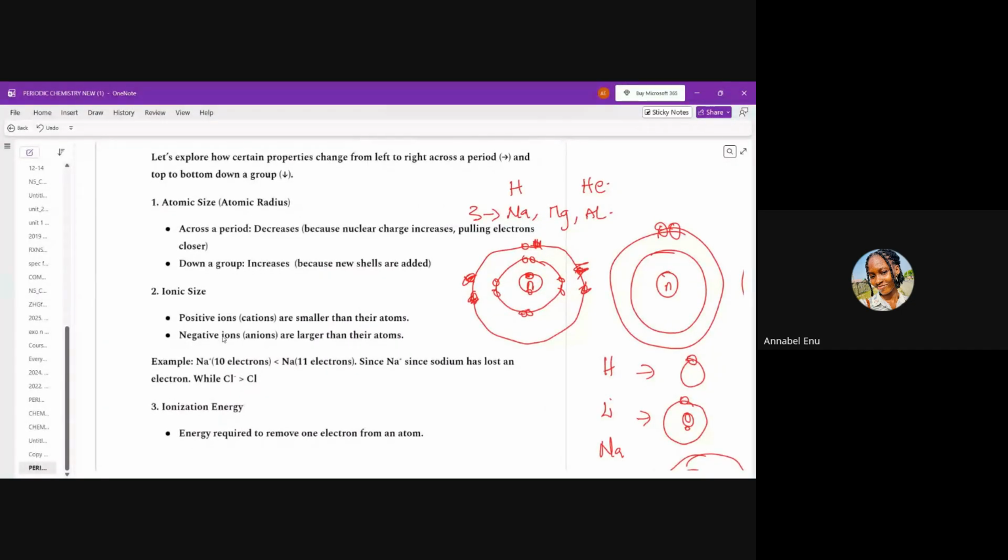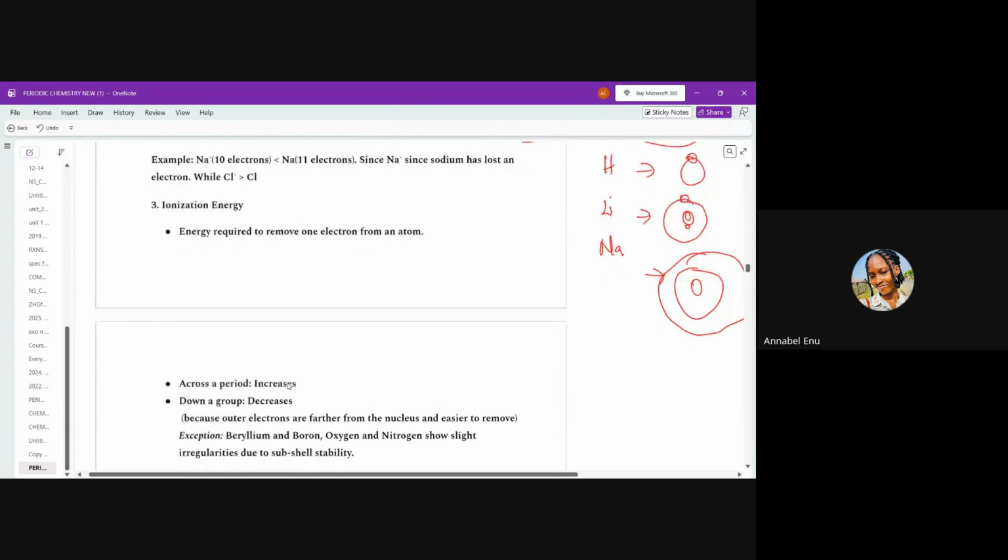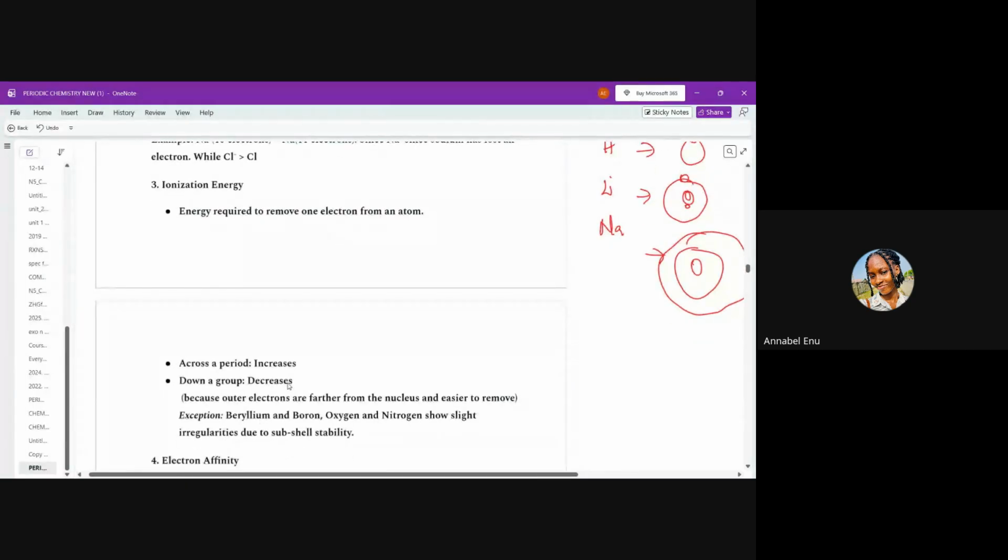In terms of ionization energy, it is the energy required to remove an electron from an atom. So first ionization energy is usually easier, and requires less energy than second ionization energy and than third ionization energy. So across the period, ionization energy increases, while down a group, it decreases.